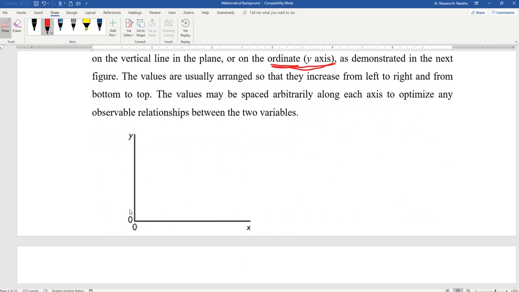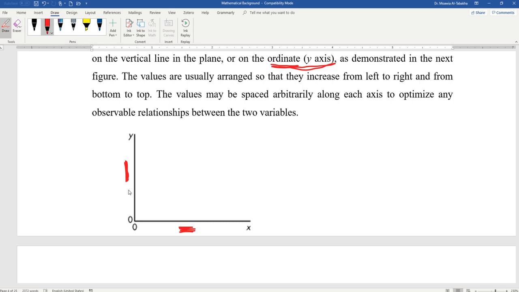Now in pharmacokinetics, what did I tell you? You imagine pharmacokinetics as a graph showing you the relationship between time and concentration. So where will time be? Is it dependent or independent? Time will be independent. So here we are going to use time on the x axis. For concentration we are going to use the y axis.